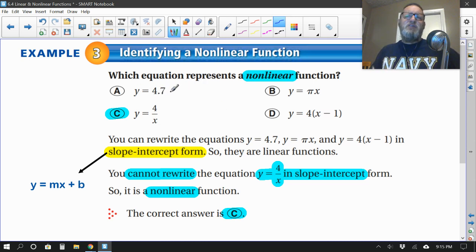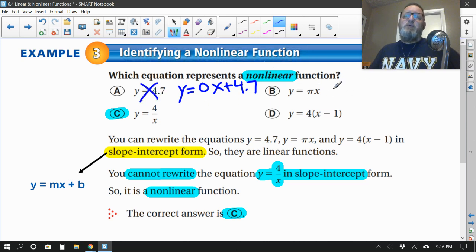Well, since there's no x after it, that must be the y-intercept. So I could rewrite this one as y equals 0x plus 4.7. There we go. So there's slope-intercept. Has a slope of 0 and a y-intercept of 4.7. So this one is definitely linear. So it's not nonlinear. This one's a linear function.